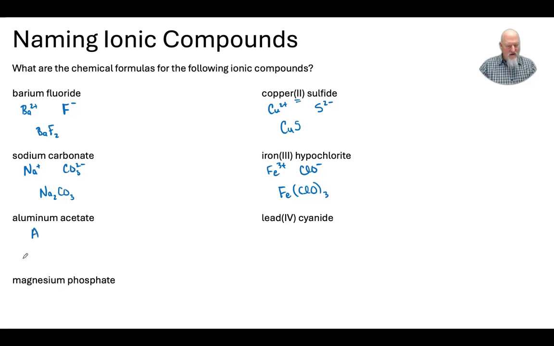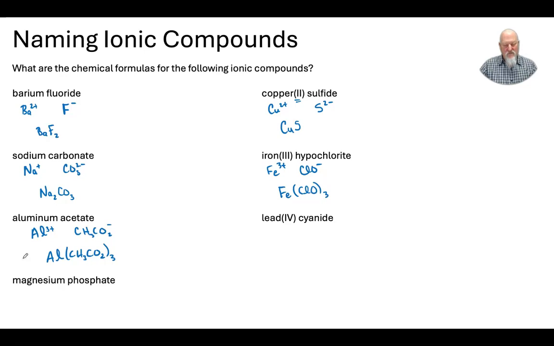Aluminum acetate, Al3+. Acetate is CH3CO2 with a negative charge. Again, aluminum has 3 positive charges. Acetate has a single negative, so I'm going to need 3 acetates. So Al, parenthesis, CH3CO2, and then outside I'm going to need 3 of those. So I need 3 acetate ions for every 1 aluminum ion.